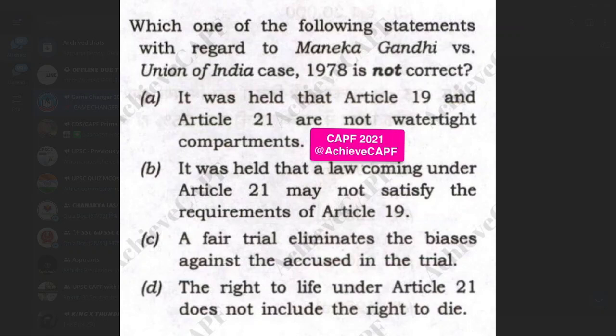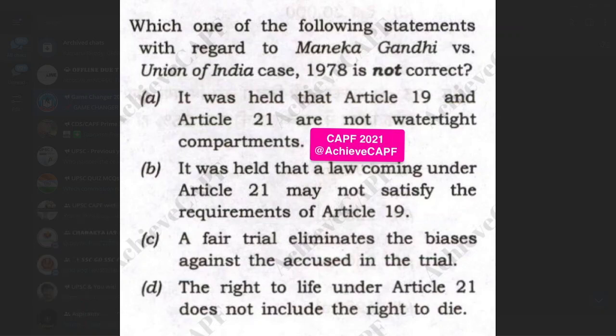Just simply we need to remember: process established by law means law is ahead of the fundamental right. Due process of law means fundamental right is ahead of the law. That's it. Procedure established by law means they will follow the procedure whatever the implication, but in due process of law your morality will be considered.